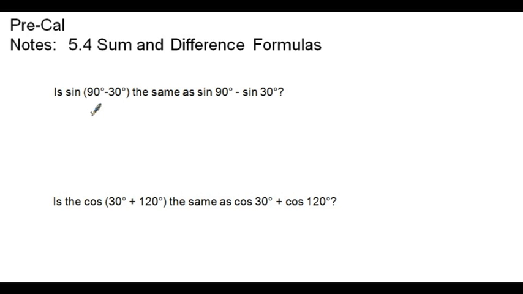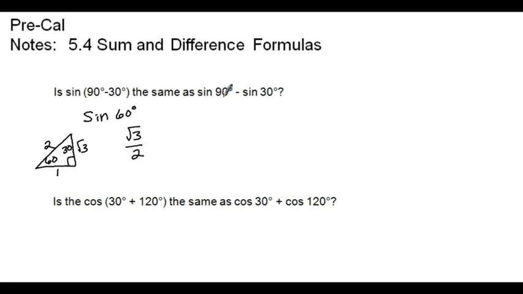Sine of 90 minus 30 is really just the same thing as sine of 60 degrees. Okay? Well, sine of 60 degrees, if you look at your unit circle, or if you look at a 30, 60, 90 triangle, I'm going to look at the 30, 60, 90 triangle real quick. We have 1, 2, square root of 3. So sine of 60 is root 3 over 2. Okay? So let's see if that's the same thing as sine of 90 minus the sine of 30.